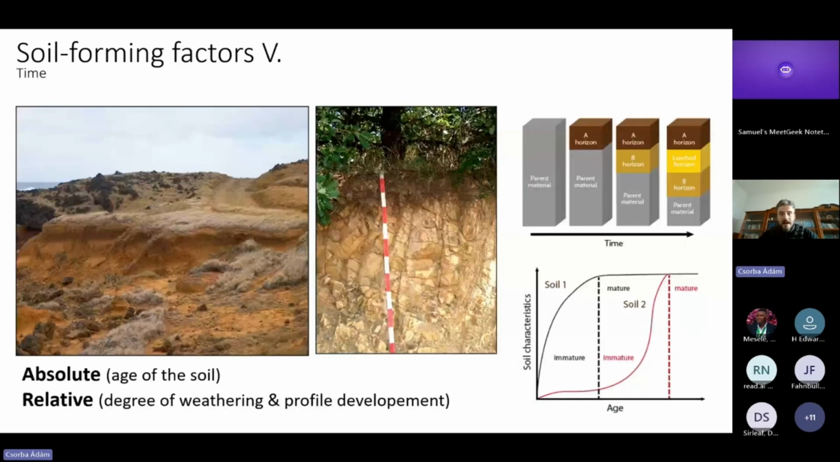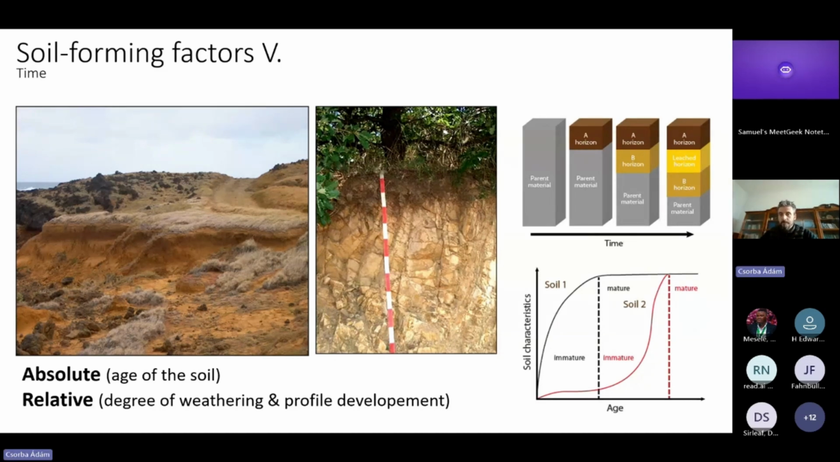This slide highlights time. This is the last soil forming factor. So, time as an essential soil forming factor. Soil formation is a slow process. So the characteristics of a soil depend not only on the other factors, but also on how long they have been acting.